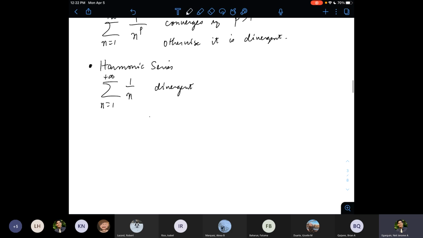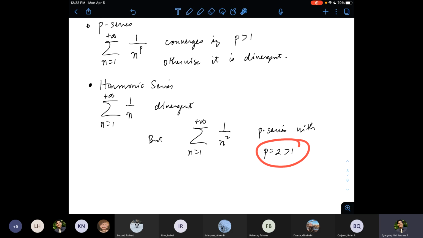Okay. But if you have summation of 1 over n squared, this is convergent because here it's a P series with P equals 2, which is greater than 1, right? So the summation of 1 over n squared is convergent because it is a P series with P greater than 1. Okay.